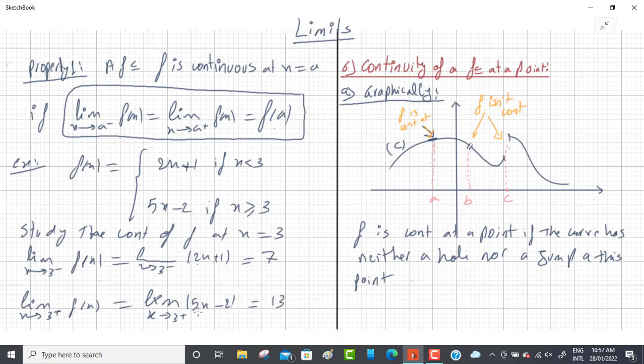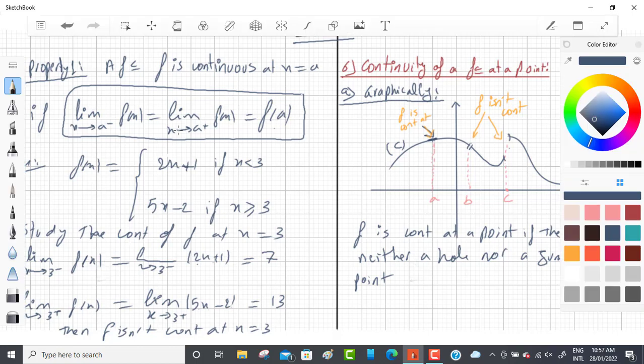The first two values are not equal, so we don't have to continue. You can only say then that f is not continuous at x equals 3. Because the first two values are not equal, it's enough to say that the function is not continuous at this point.